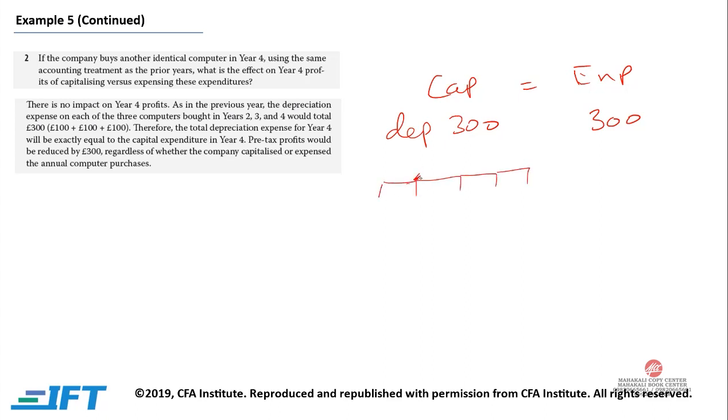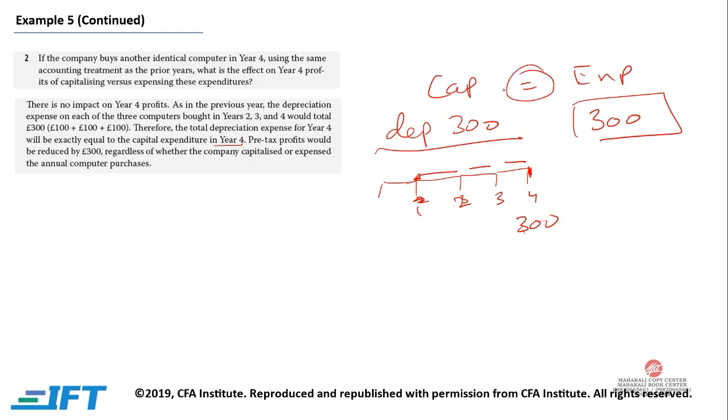So the computers bought over here, year 1, year 2, year 3, year 4. So the computers that were bought in year 2, year 3 and year 4, the depreciation at this point for all these computers would be $300 as we have mentioned. So therefore the total depreciation expense for year 4 will exactly equal the capital expenditure in year 4. So the capital expenditure in year 4 is again $300.